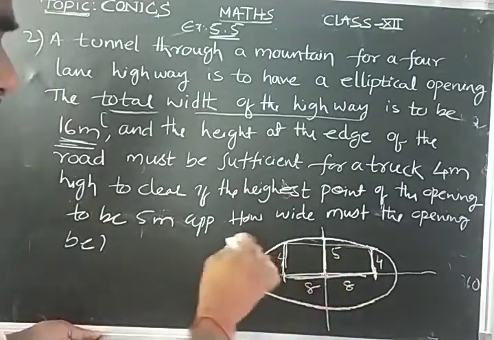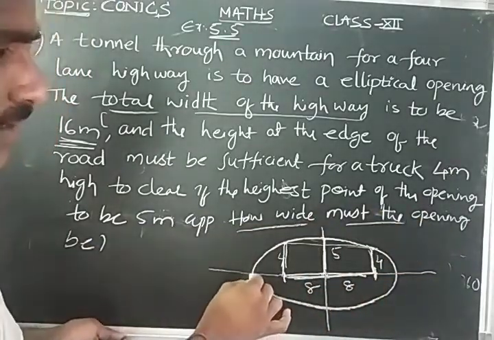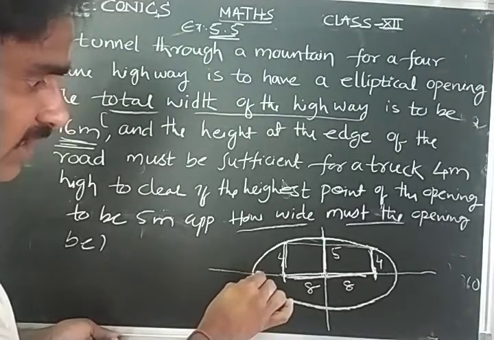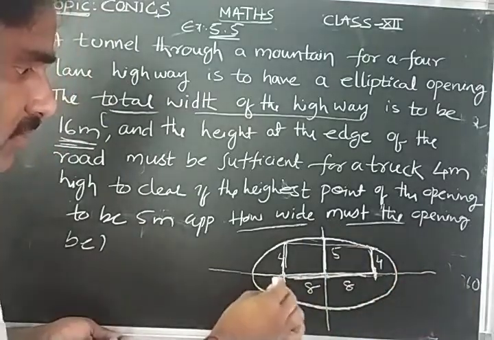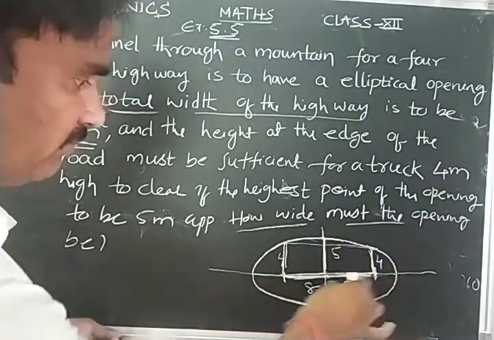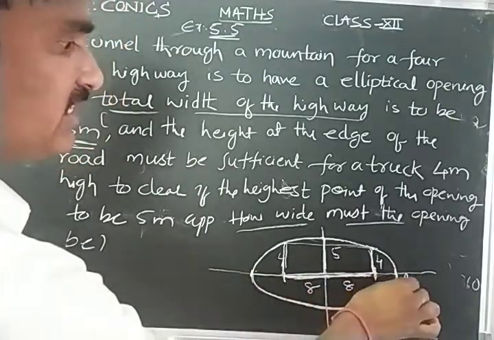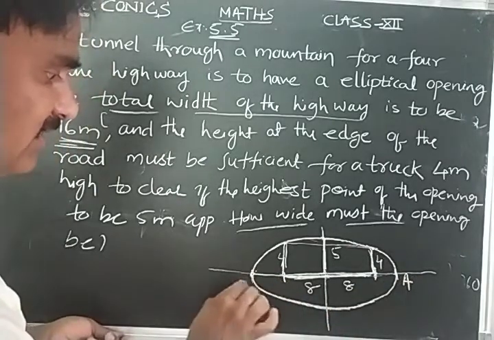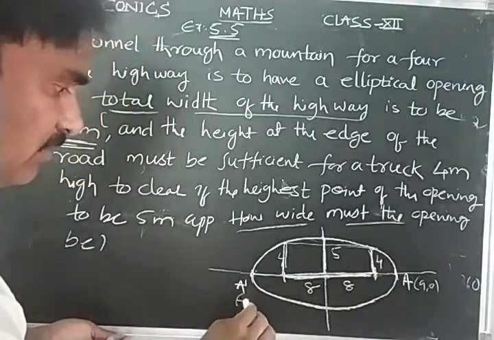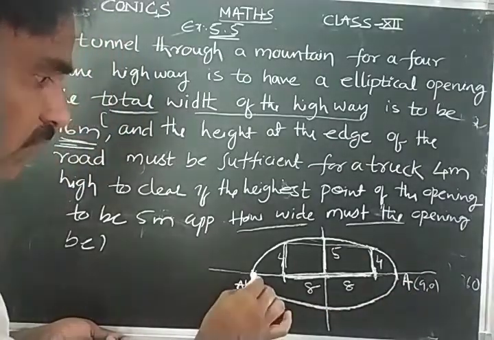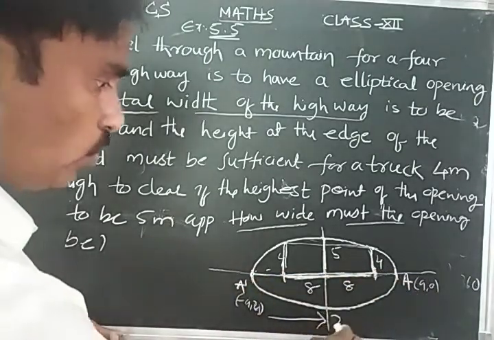Right. What are we going to find? How wide must the opening be? So we are going to find the total width of the elliptical shape of the tunnel. We have only the width of the road. We are going to find this total length from here to here. Suppose I assume this x-axis as the major axis, then the endpoints are a, 0 and minus a, 0. So we are going to find the total width of the tunnel, which means this 2a length.